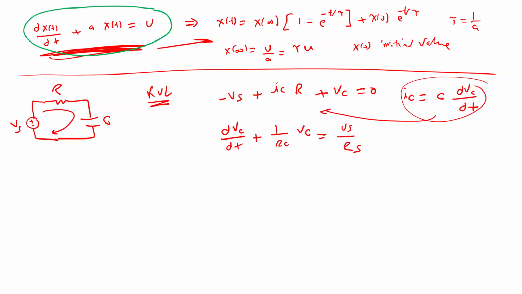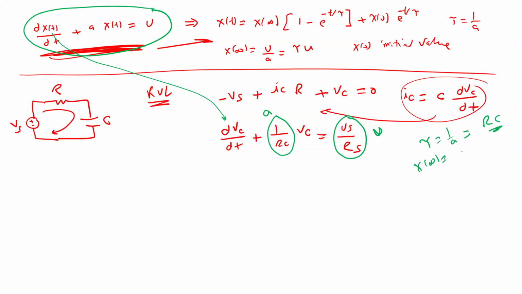Is that okay? So now if you compare this equation to this equation here, you can find X. X is actually Vc, the voltage across the capacitor. This is the unknown, that's what I want to find. And this 1 over RC is A. That means tau is 1 over A, so tau now equals RC. Now this part here is U. So X of infinity should equal U divided by A, which equals Vs. That's what we did last time.